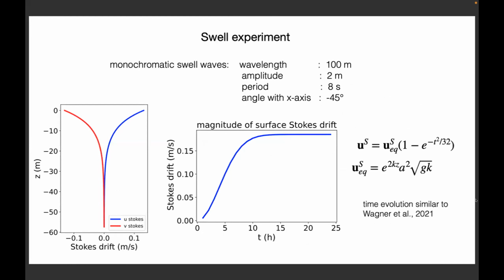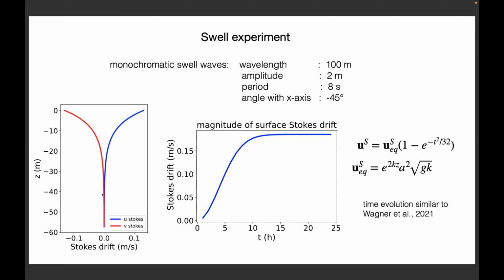Okay, coming to our first experiment, the forcing is just monochromatic swell waves with a wavelength of 100 meters, an amplitude of 2 meters and a period of 8 seconds. Here on the left-hand side, you see the profiles of the Stokes drift. We have the same strengths in U and V, but a negative V component, so that the swell hits the x-axis with an angle of -45 degrees.